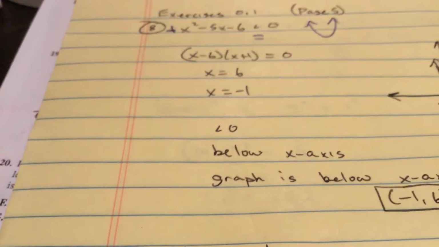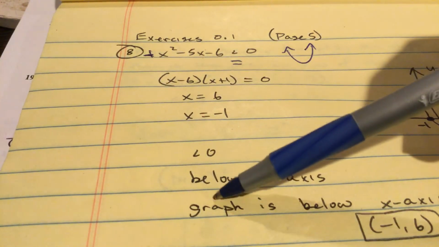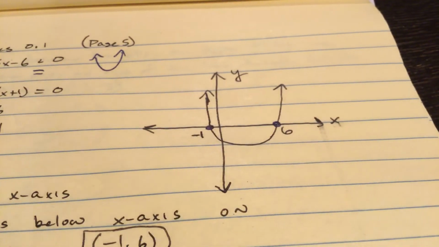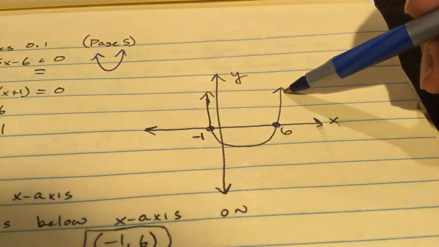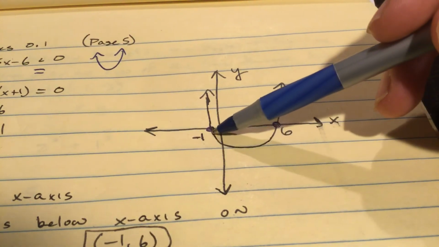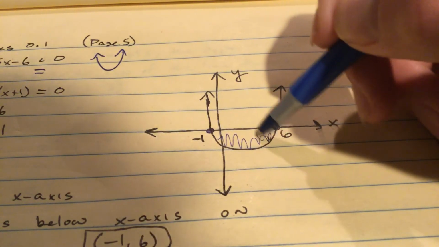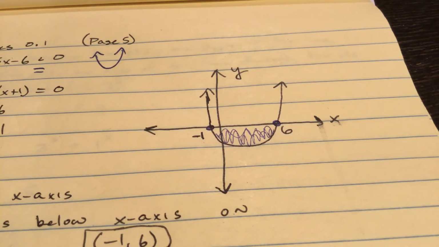So less than 0, as it says here, means it's below the x-axis. When is the graph below the x-axis? This curve is clearly below the x-axis between x equals -1 and x equals 6. I have my students shade it like this. Clearly below the axis between x equals -1 and x equals 6.